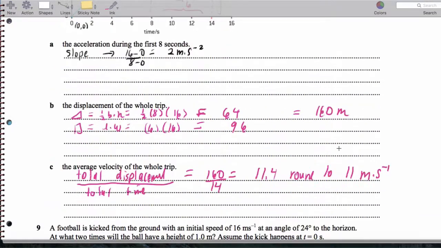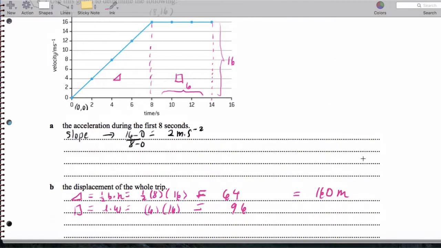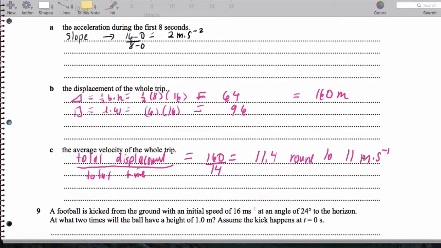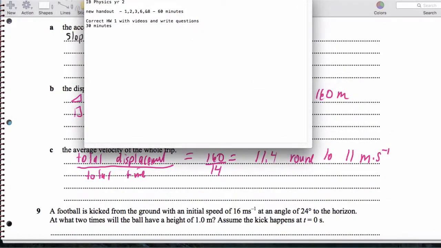So that is question number 8. I believe that's the last one for our homework. So let's just see. Yep, and that is it.